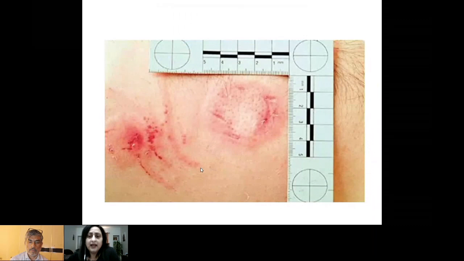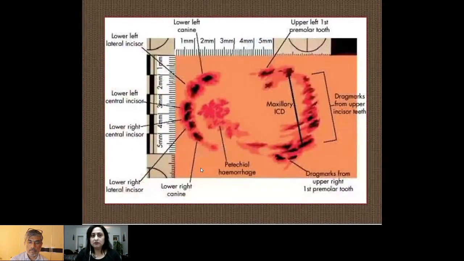This is a bite mark, and this is how we place the scale. It should be present on the same plane and it should be adjacent to the bite mark. And time series photographs of the bite mark should be obtained. This is how a bite mark is. The scale is, you can see it. On the right hand side, you can see the upper incisor teeth, and on the left hand side, you can see the lower incisor teeth.